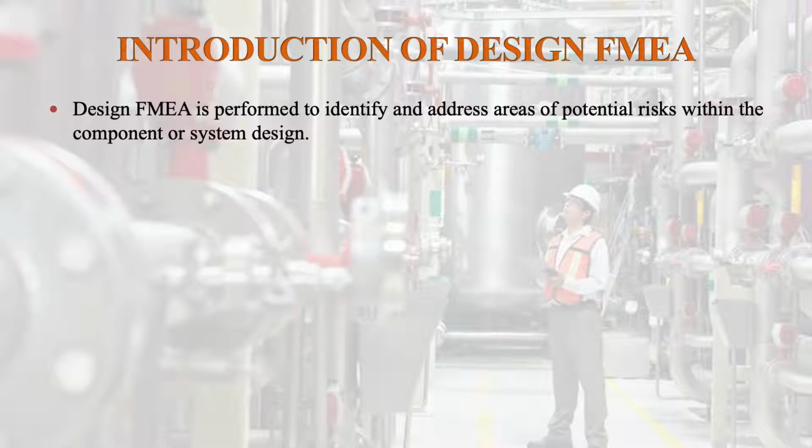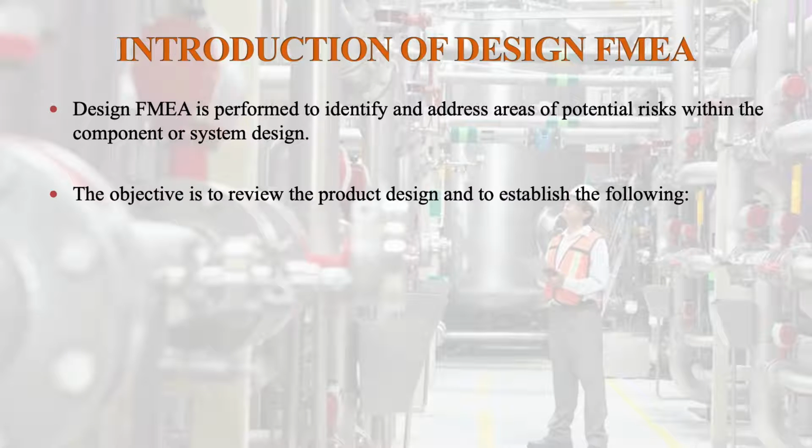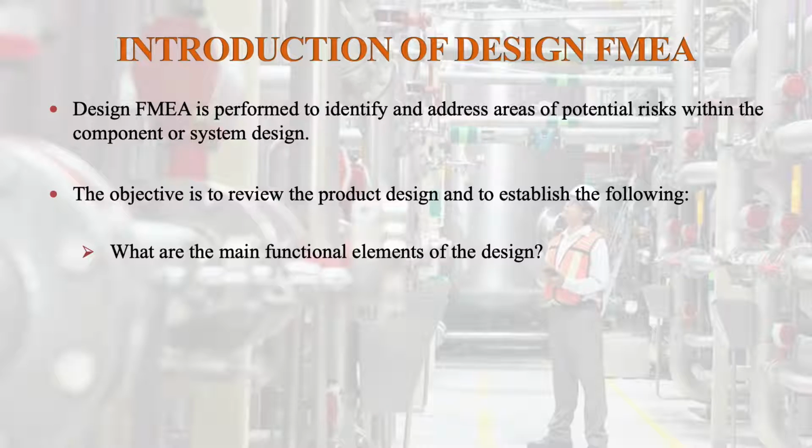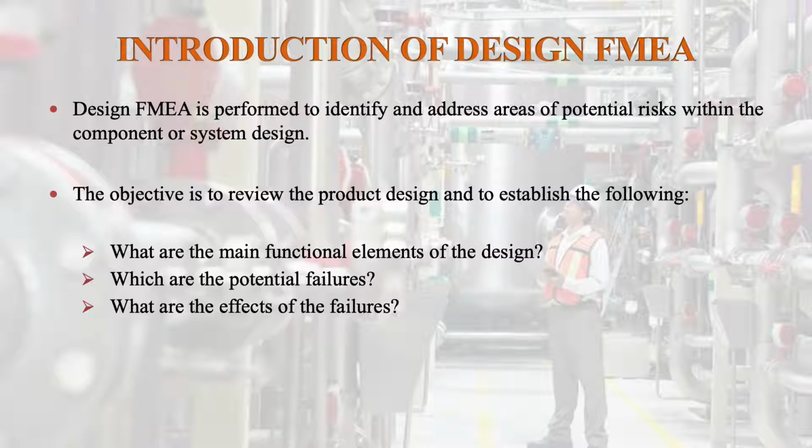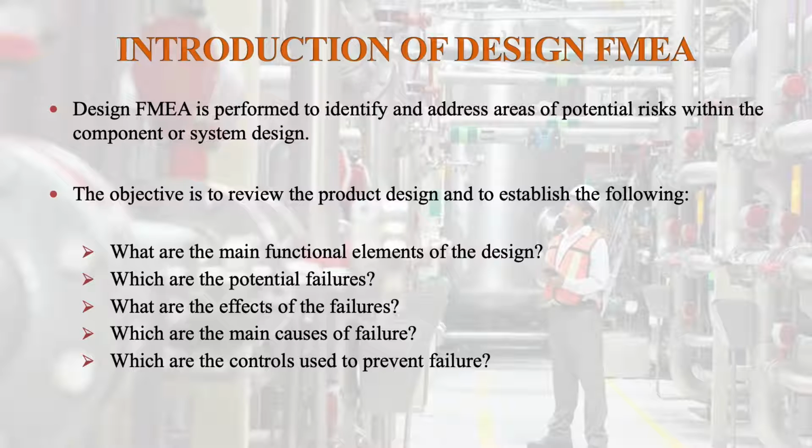Introduction of Design FMEA. Design FMEA is performed to identify and address areas of potential risk within the component or system design. The objective is to review the product design and to establish the following. We are conducting Design FMEA to identify the failure modes. So for that, what are the main functional elements of the design? Which are the potential failures? What are the effects of failures? Which are the main causes of failures? Which are the controls used to prevent failures?